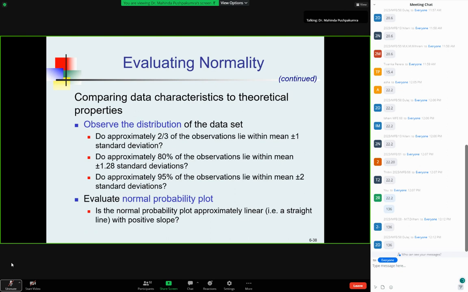Then another set of criteria is approximately 2/3 of observations lie within 1 standard deviation. That means 68%. Approximately 80% within 1.28. Approximately 90% of observations lie within mean plus or minus standard deviation. Then we can evaluate the normal probability plot.